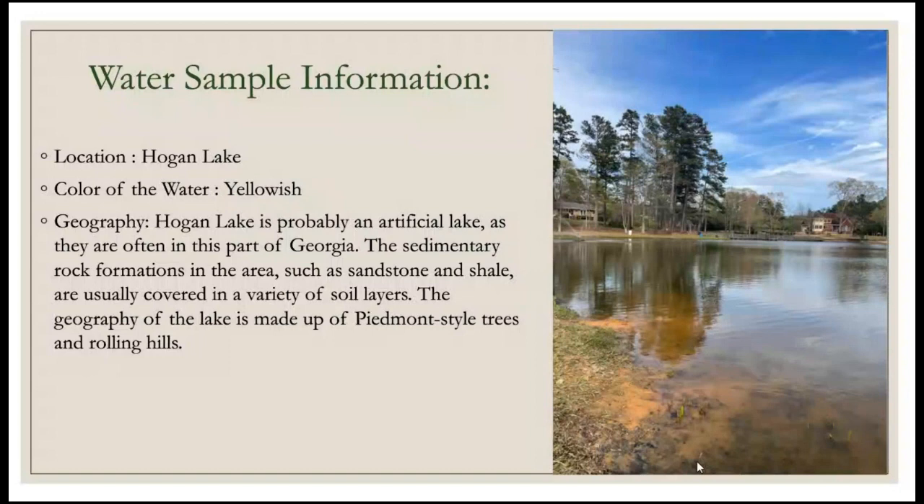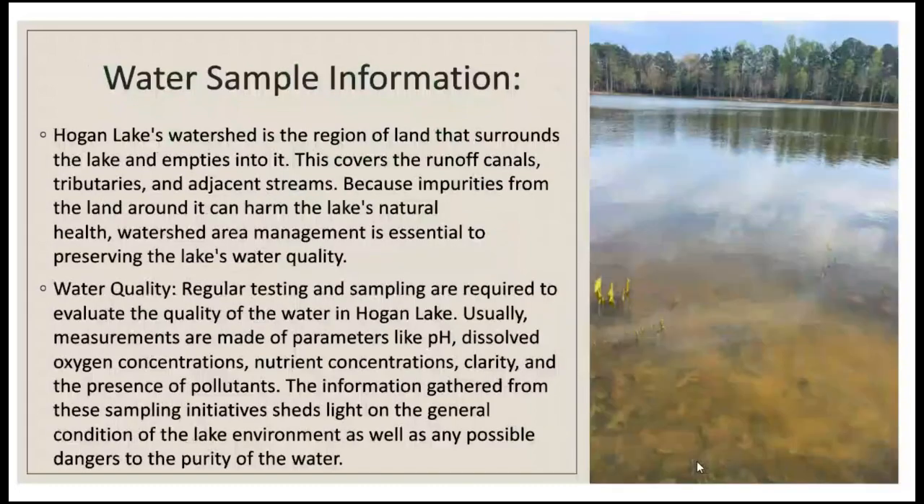Now I'm going to talk about the water sample information that I took as a sample. The area of land around the lake is called the watershed. It's crucial because whatever happens there affects the lake. It includes runoff from the canals and nearby streams. It's like the lake's neighborhood, and we need to manage it well to keep the lake healthy.